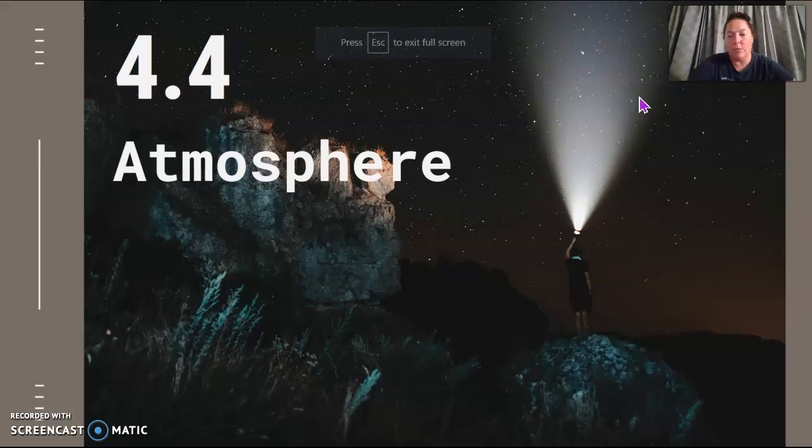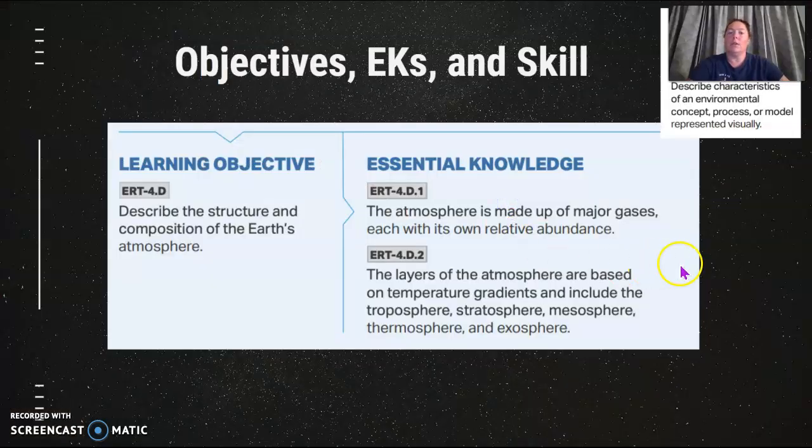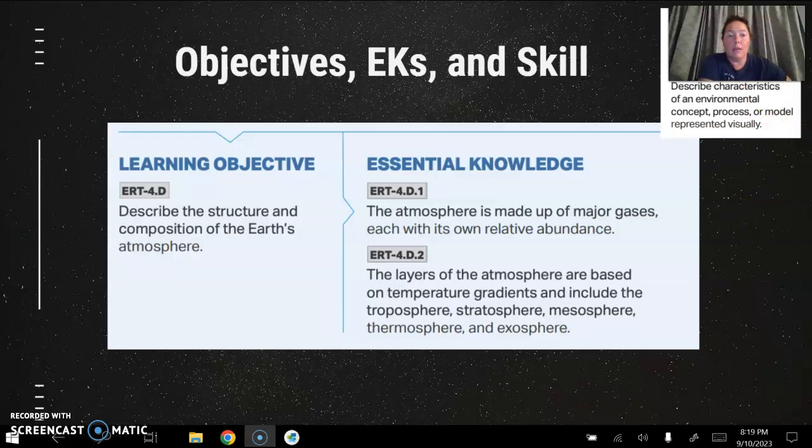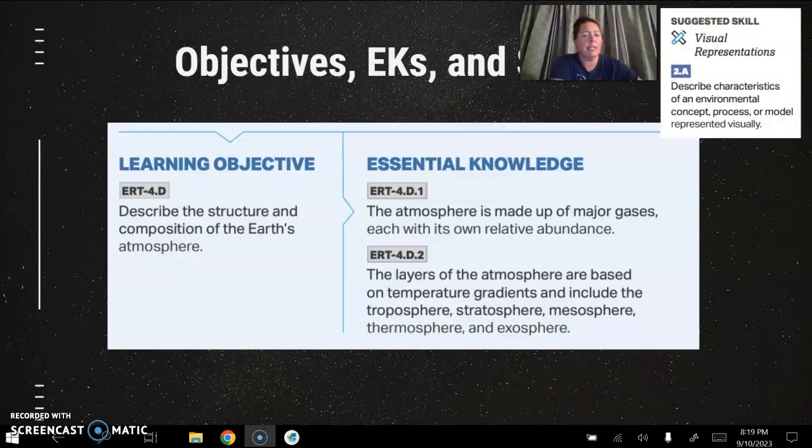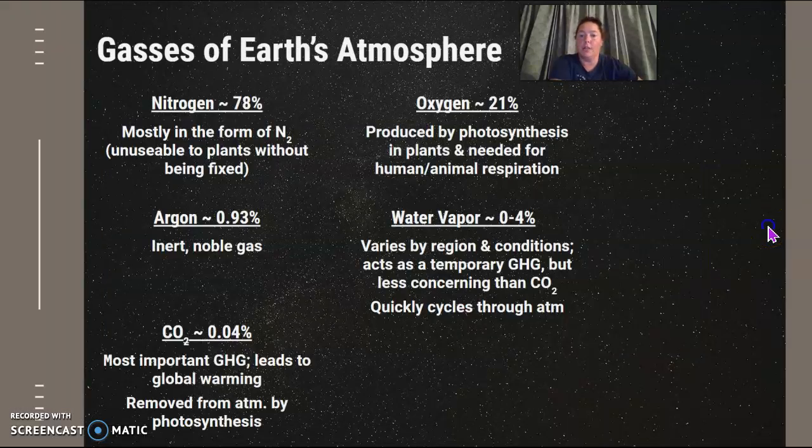All right, we're going to do a quick review of atmosphere, and we're also going to talk a little bit about Coriolis effect in this video, hoping to keep it under our 15-minute time limit. So if you take a look, the structure and composition of the Earth's atmosphere is made up of a variety of gases, and each has its own relative abundance. And the layers of the atmosphere are based on the temperature gradients, and there are several layers. So we're going to talk about those briefly here in the introduction.